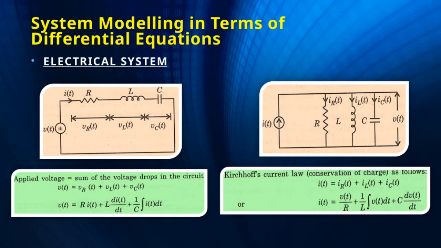Now, let's take a closer look at how we model electrical systems using differential equations. Essentially, when we analyze these systems, we're translating the physical behaviors, like currents and voltages, into mathematical language. This is done through differential equations, which describe how these quantities change over time. By formulating the system in this way, we can predict its response to various inputs and understand its dynamic stability.